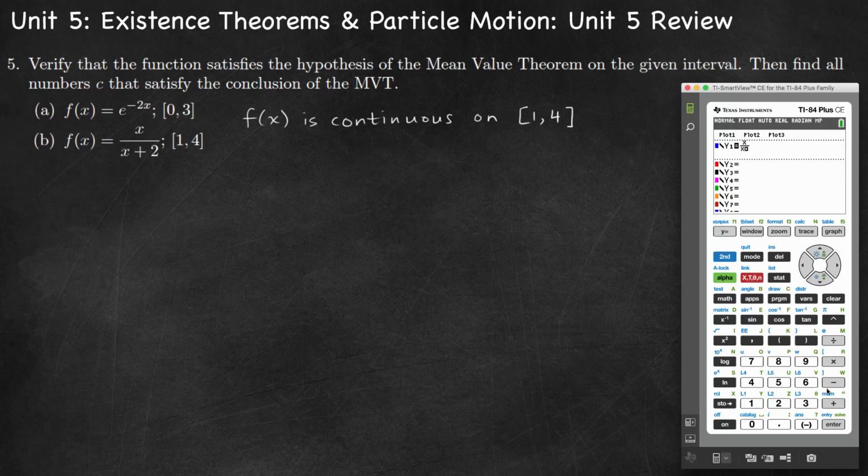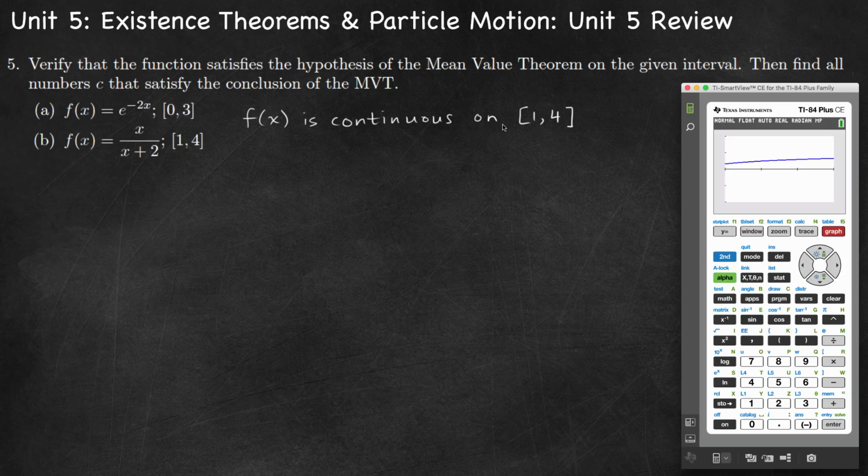X over x plus 2. I'm working on the interval from 1 to 4, so let's adjust our window. I'm not sure what I need to do with y values, but it's probably not -1 to 1. Let's just go -10 to 10. And maybe -1 to 1 would have been better. Let me do -2 to 2. Okay, so there is our function f of x on the interval from 1 to 4. It is continuous and differentiable everywhere. I verified that on the graph. Everywhere on that interval, I should say.